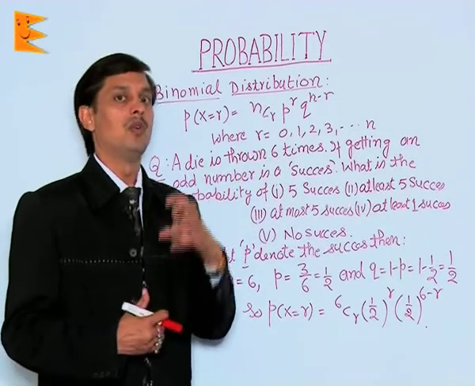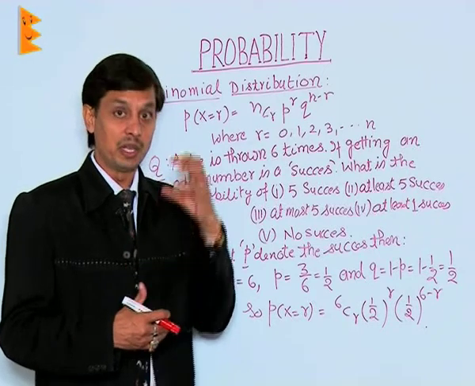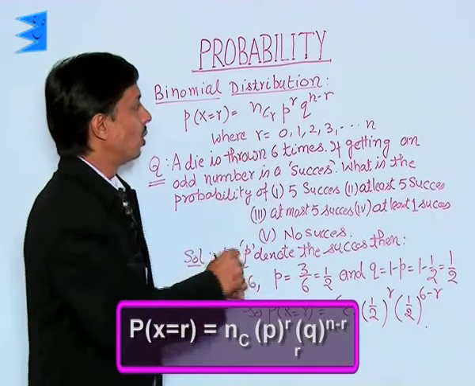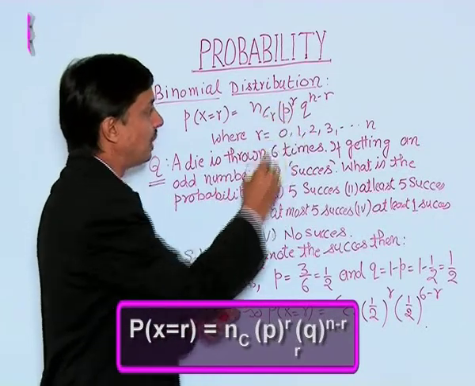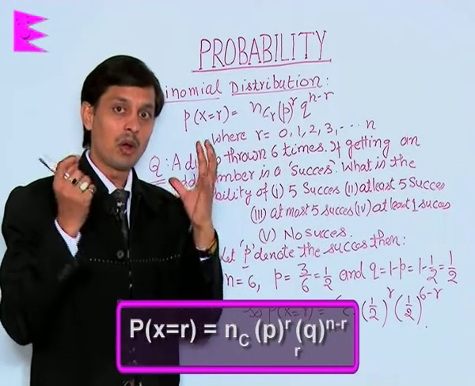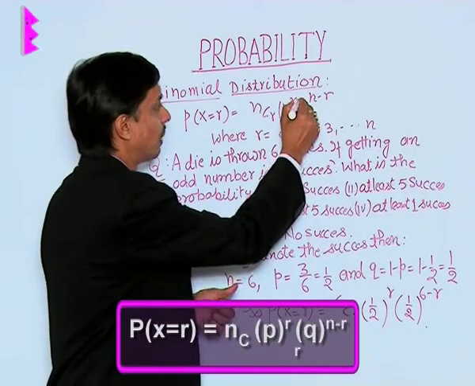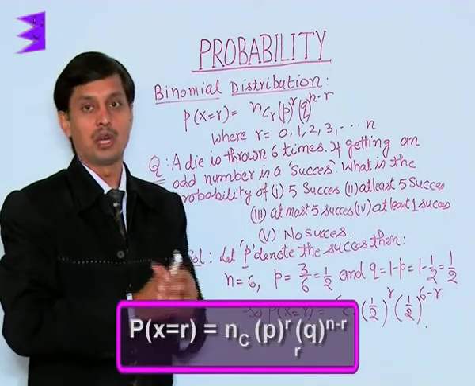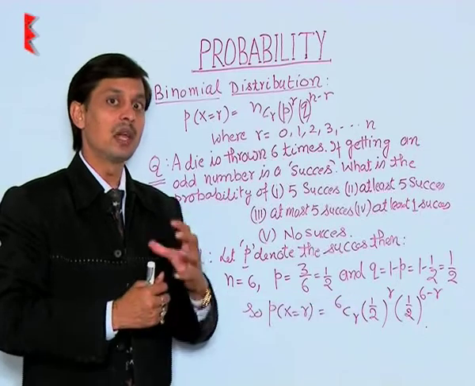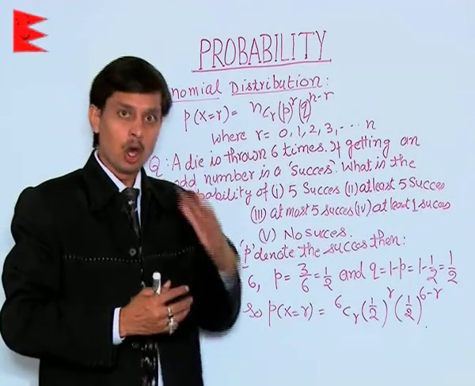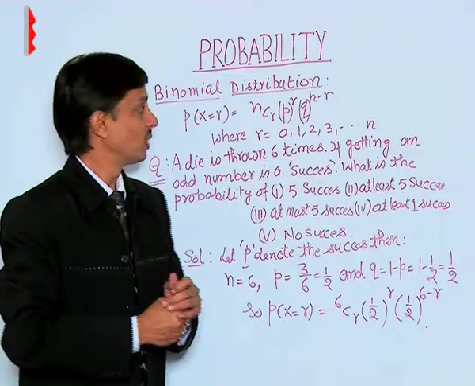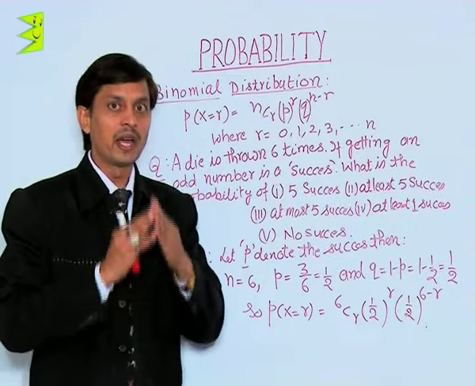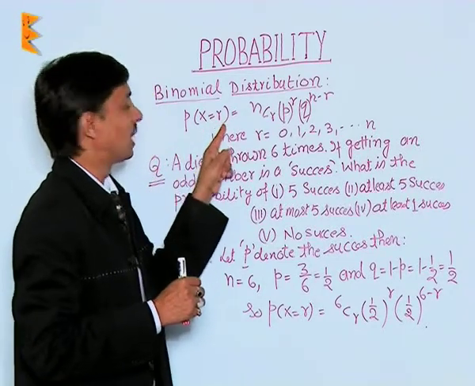Then the formula for calculating the required probability by using the binomial distribution is nCr times p to the power r, where p is the probability of occurrence, times q to the power n minus r, and q is the probability of non-occurrence of the same event, or you can say q is 1 minus p, or p is 1 minus q. So, for the binomial distribution, we are required to use the result P(X = r).